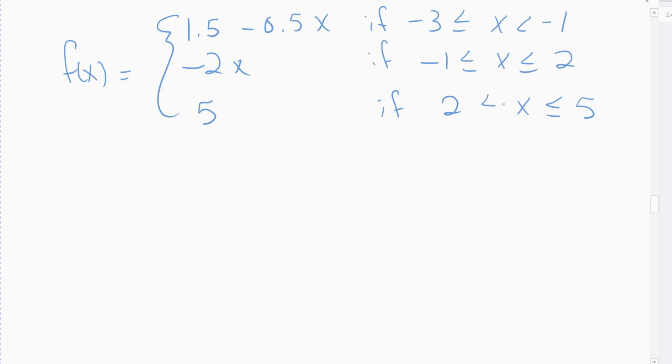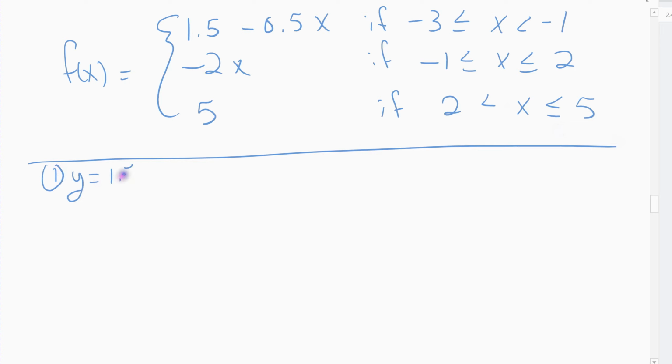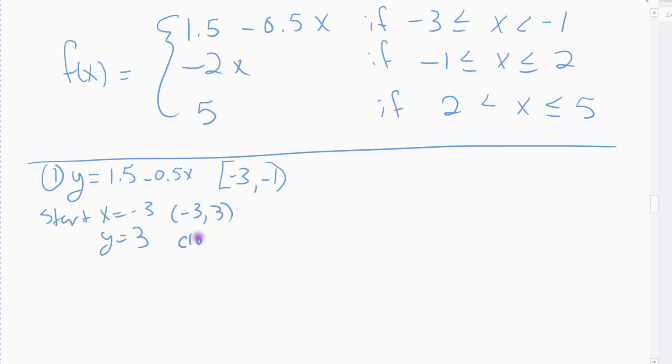Alright, so there's 3 parts to this one. So I'm going to have 3 pieces when I go to graph it. So piece 1 is the line y equals 1.5 minus a half x over negative 3 to negative 1. Include negative 3, but don't include negative 1. So I'm going to start at x equals -3, plug it into that equation, and I'm going to get 3. So point -3, 3, and that's closed, right, because it's included.